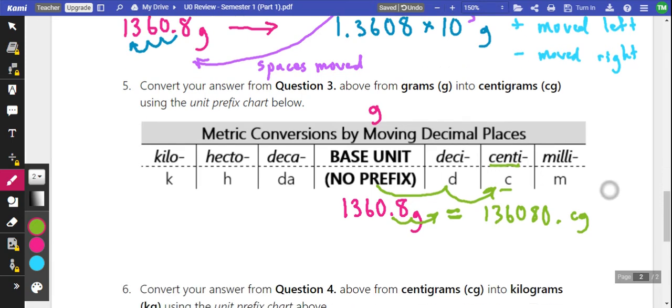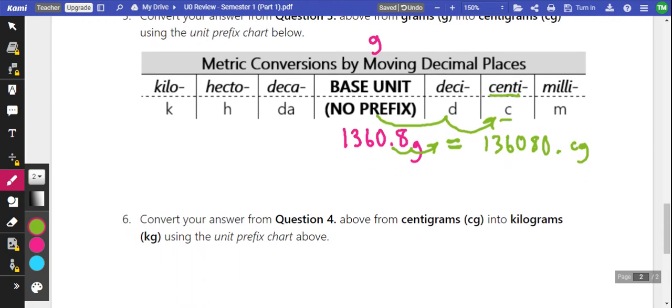Okay, let's do another example. Convert your answer from question 4 above from centigrams into kilograms using the chart above. Okay, so we're going to take off with this 136,080 centigrams and convert that. So I'm going to write it down here so we can have it again.